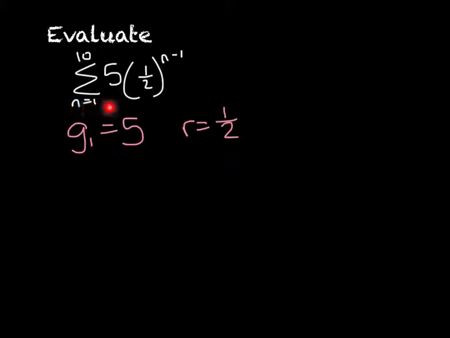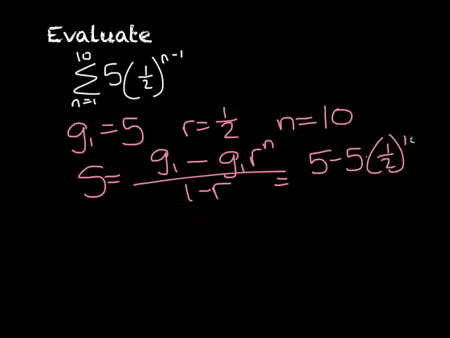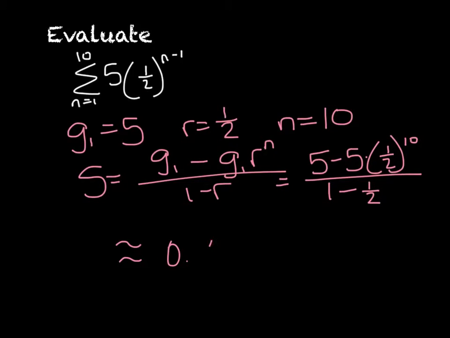We're going from n equals 1 to 10, so that means we're summing the first 10 terms. So n equals 10. So now all we have to do is plug this into our formula, G1 minus G1 R to the nth over 1 minus R. So that's 5 minus 5 times 1/2 to the power of 10 over 1 minus 1/2. And if we plug that into the calculator, we get about 0.99.